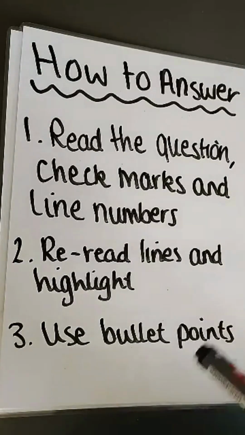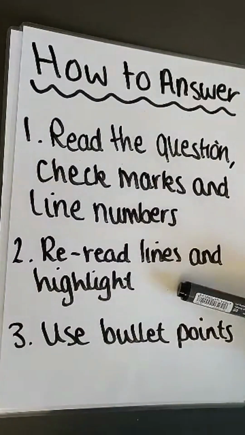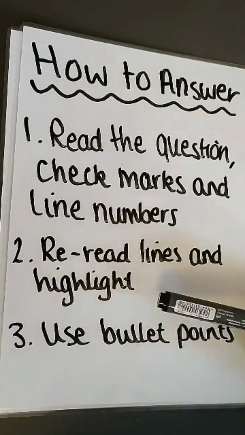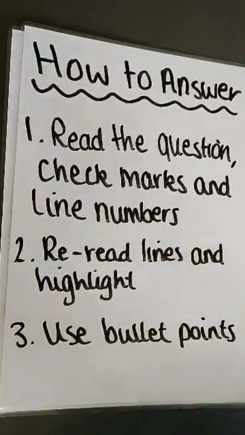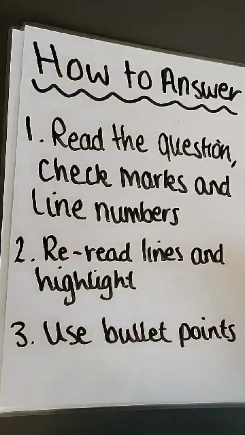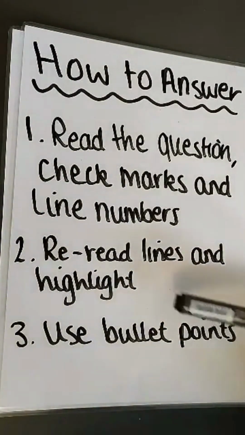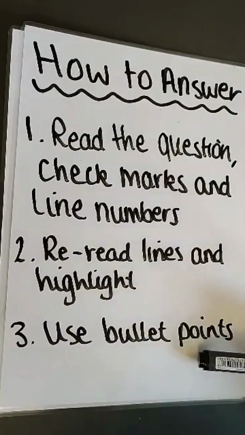Your second point is you're going to reread the lines that you've just bracketed off, and you're going to highlight anything that jumps out to you that you might want to change into your own words that will answer this question as you read. The final thing you're going to do is use bullet points to change the things that you've highlighted into your own words. And remember, if it's 4 marks, you should have highlighted 4 things, and you should be changing 4 things into your own words using bullet points as well.